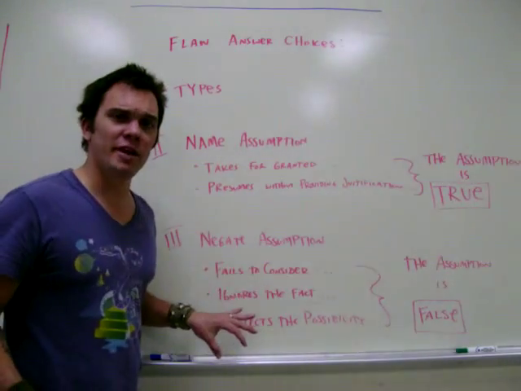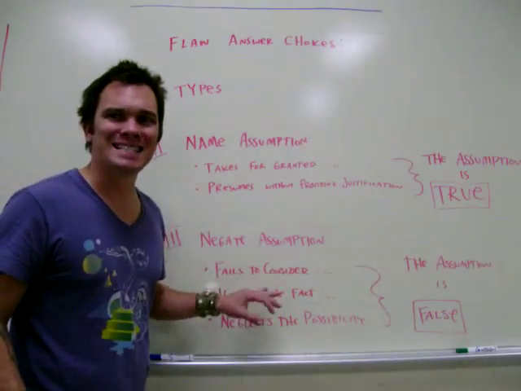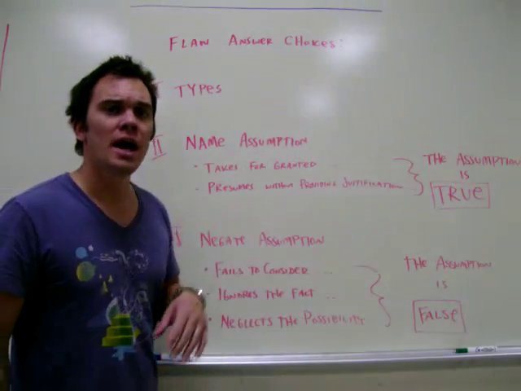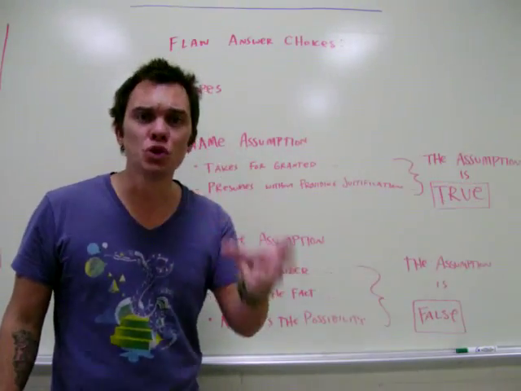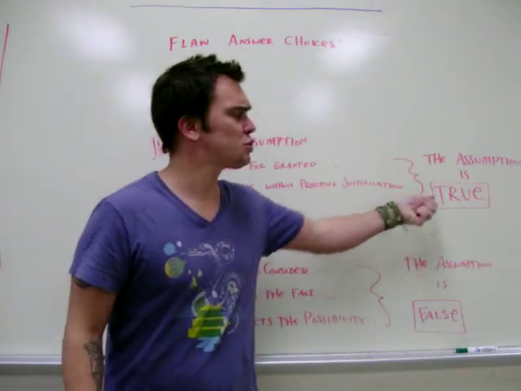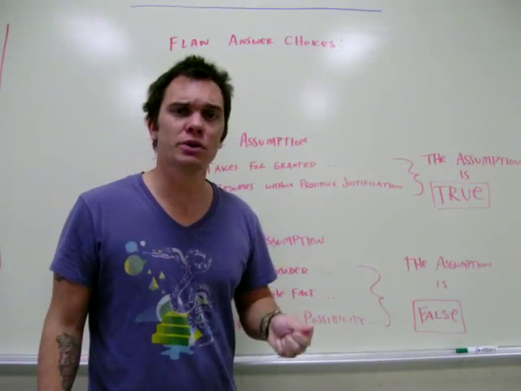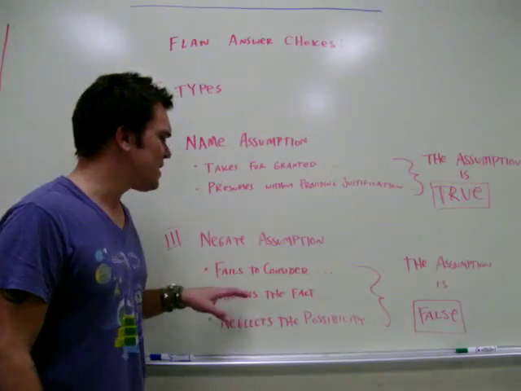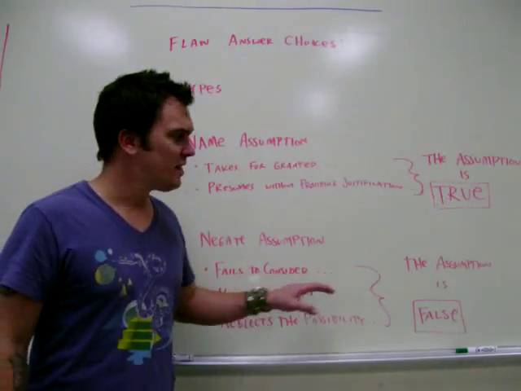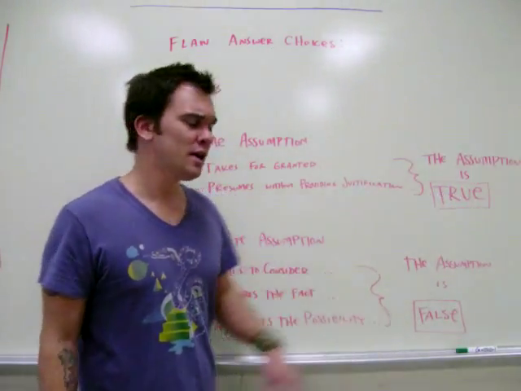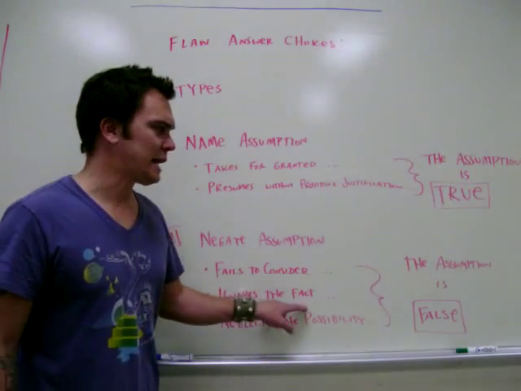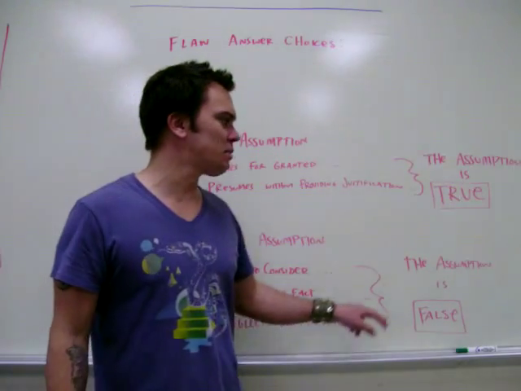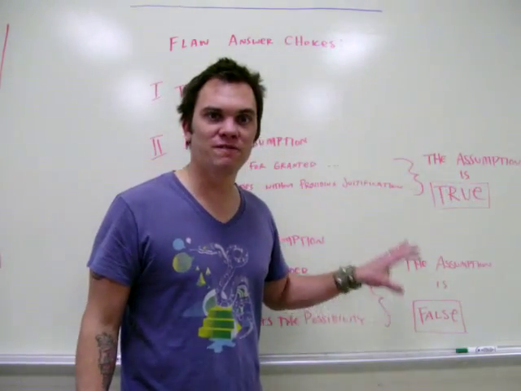Or the third type of answer choice is the type that negates the assumption of the argument. Our argument about Rosetta presumes without providing justification that the assumption is true. Presumes that Yale is a great law school. Another way of phrasing that would be to say that it fails to consider that the assumption might be false. It ignores the fact that the assumption might be false. It neglects the possibility that the assumption might be false.